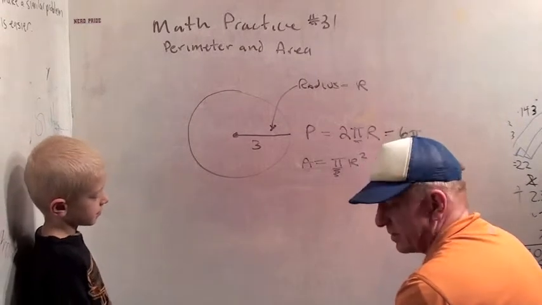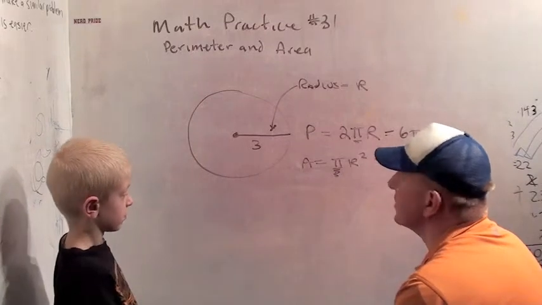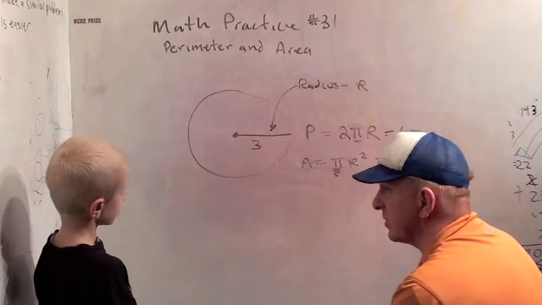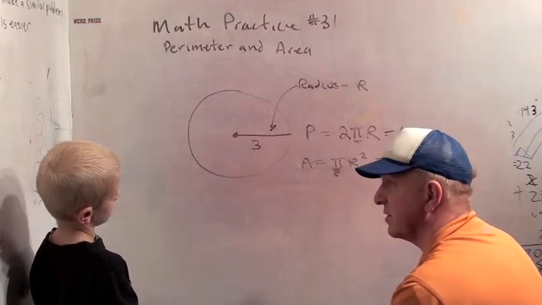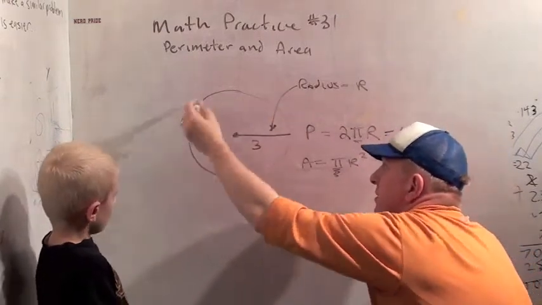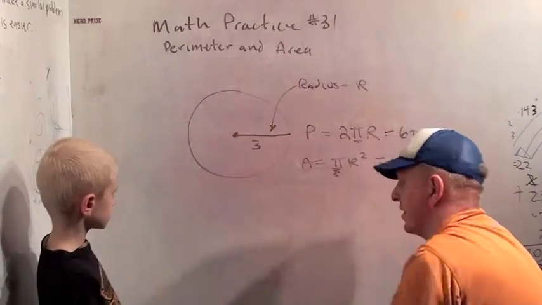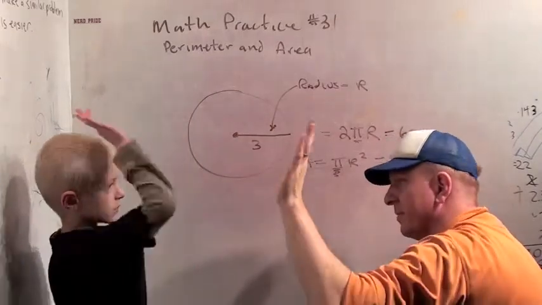Okay, so it sounds like this is going to be a fun chapter in Beast Academy. We're going to learn about perimeter and area. So today we just did a simple example with squares and then a special example with circles, just to give you a little introduction. Perimeter of a circle is just all around it, one time around the circle. And the area is everything inside. Okay, good job.